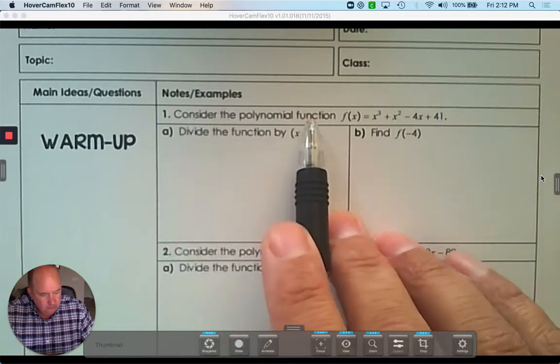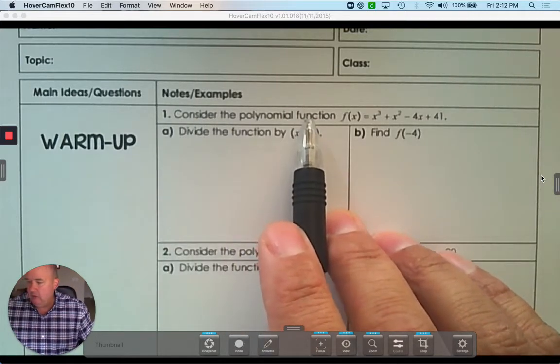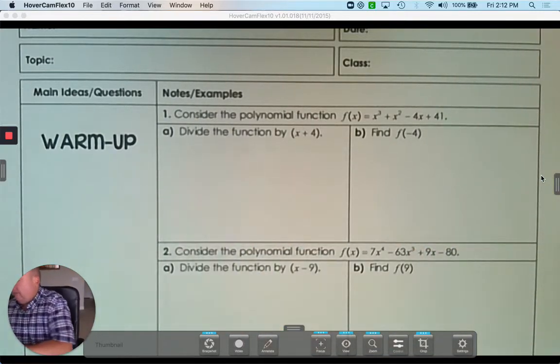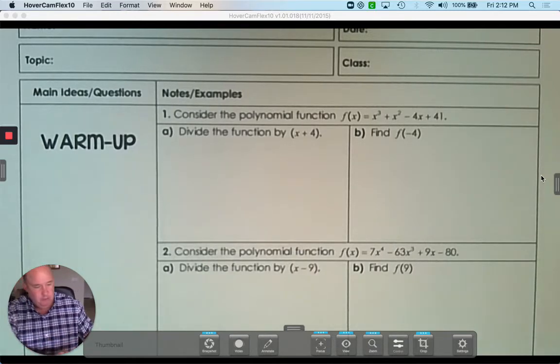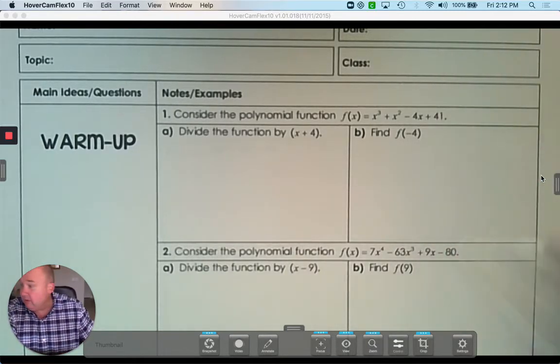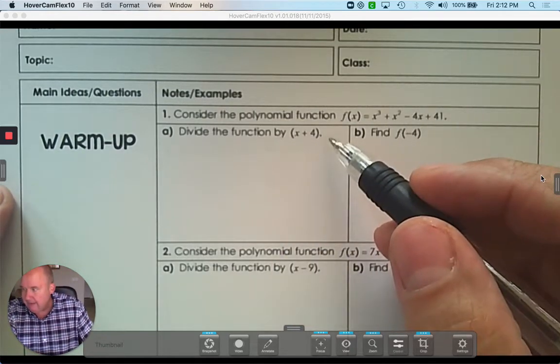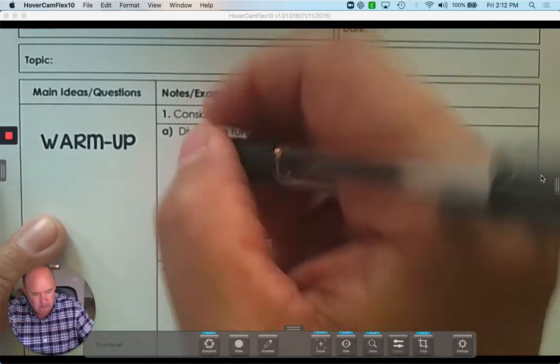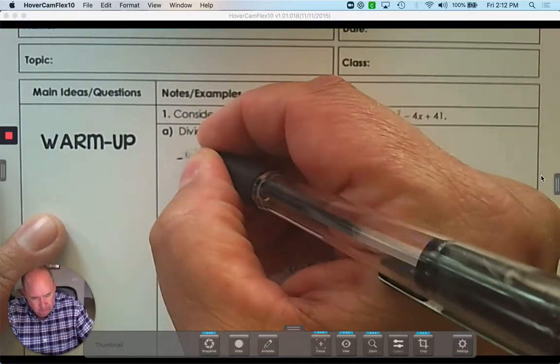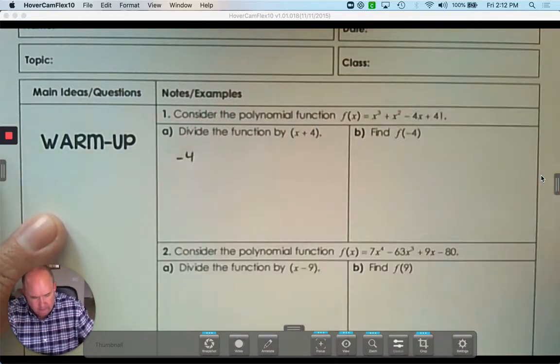So it says, consider the polynomial function x cubed plus x squared minus 4x plus 41. Can you divide it by x plus 4? Because it's a simple linear, we could use synthetic division. So we're going to use the 0 of the divisor, negative 4.